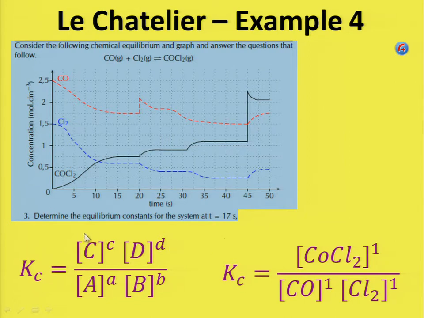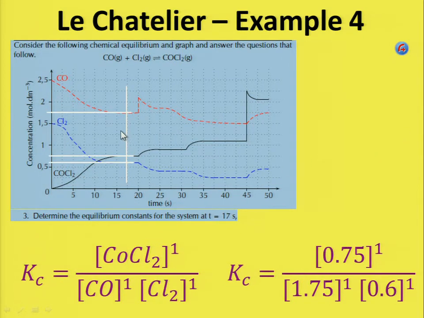Now, the third question. Determine the equilibrium constant for the system at t equals 17. So, the equilibrium constant can be written out as the concentration of the product to the power of 1 divided by the concentration of the reactants, both to the power of 1, because that is their stoichiometric value. Now, from the graph, you need to read off the concentrations at t equals 17. So let's see, t equals 17 is there, and there you read off your 3 concentrations.